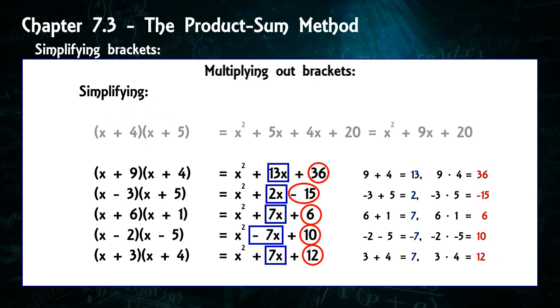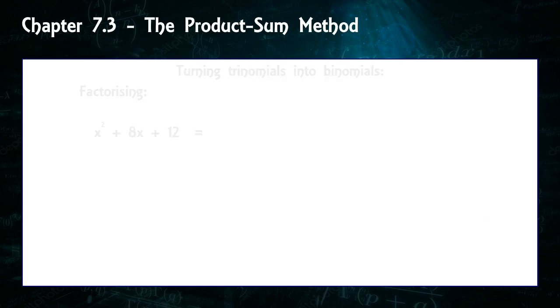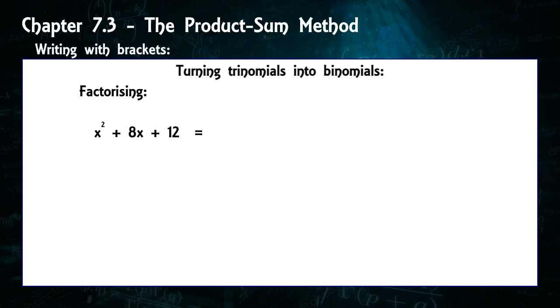So the binomial (x+10)(x+8) turns into x squared plus 18x plus 80, and (x-9)(x-2) becomes x squared minus 11x plus 18. We are going to use this trick to factorize our trinomials into binomials. So we start with x squared plus 8x plus 12, and we want to turn it into something like this. To do this, we use the product sum method.